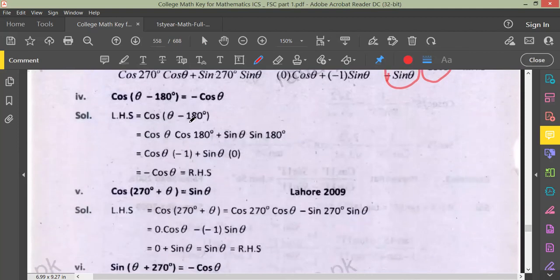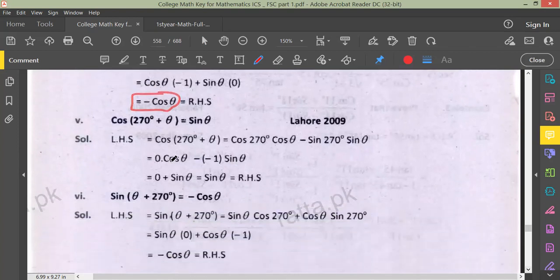After the third part, we will do the fourth part of question number 1, which is cos of theta minus 180, and the right hand side is minus cos of theta. Simply we will apply the formula of cos of alpha minus beta. After applying the formula, our final answer will be equal to minus cos of theta. Similarly, the fifth part of question number 1 is cos of 270 plus theta, which will be equal to sine of theta. Sine of theta is the right hand side, so we will take the left hand side of this question.